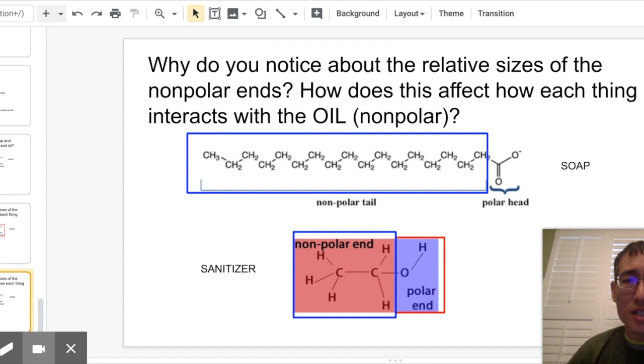And so the second thing is now we're looking at how they compare with oil. So when each substance is put into oil, how do they interact? Soap, we got this giant thing here, so we need something non-polar to interact with the oil. And soap has this thing. Sanitizer has this part. What are the differences here? Why does one interact a whole lot better than the other in oil? So give that some thought, kind of write about that, and I will see you next time.